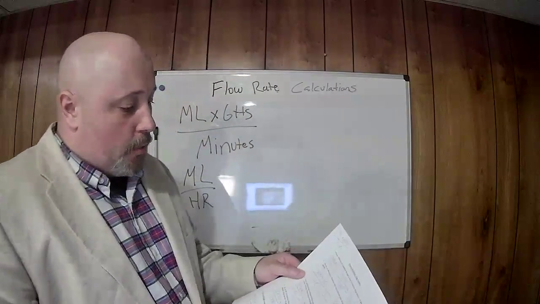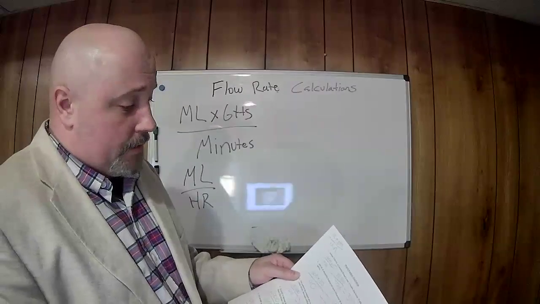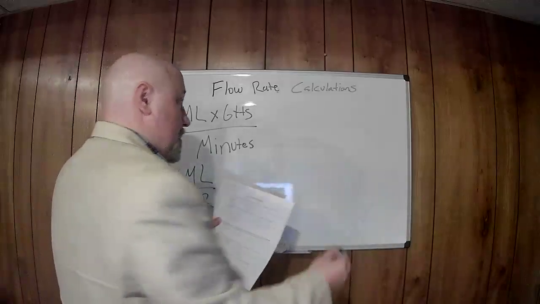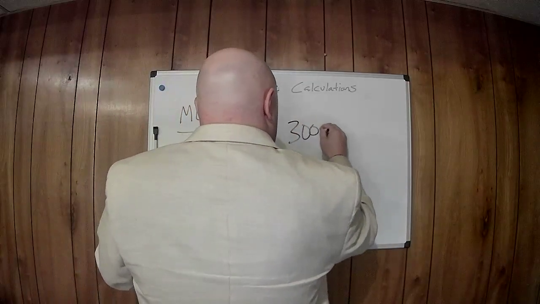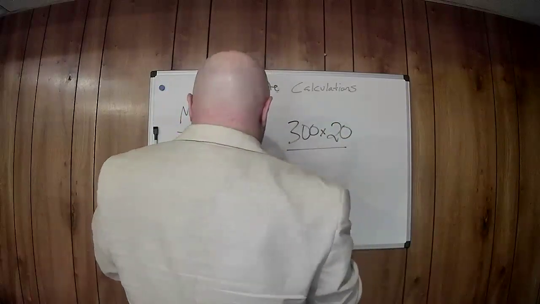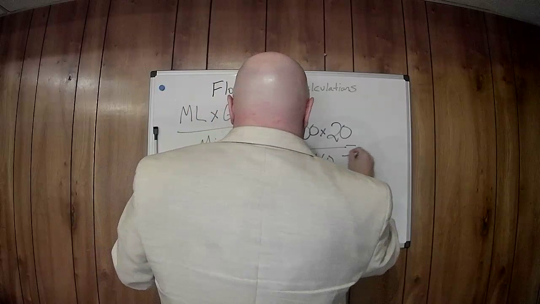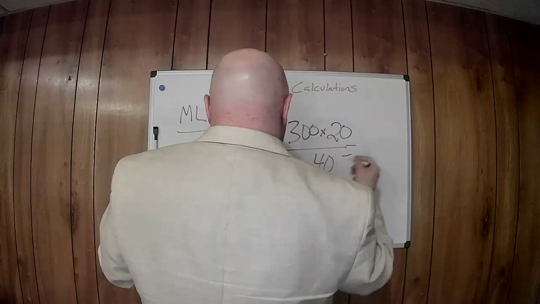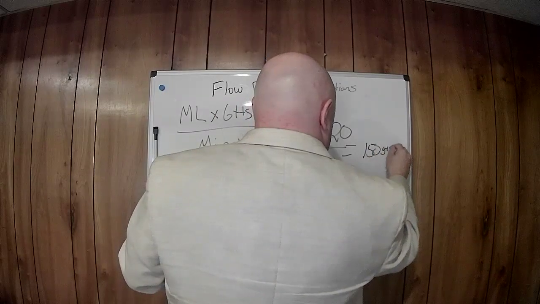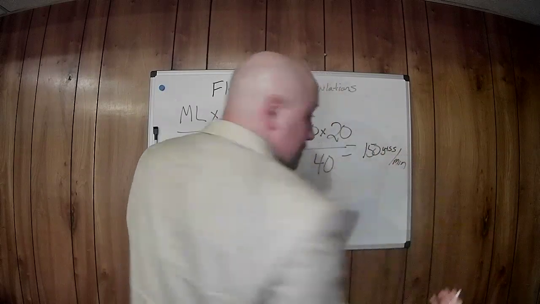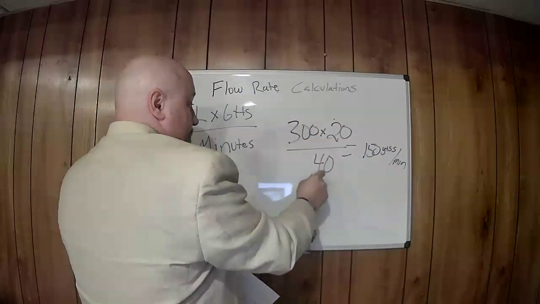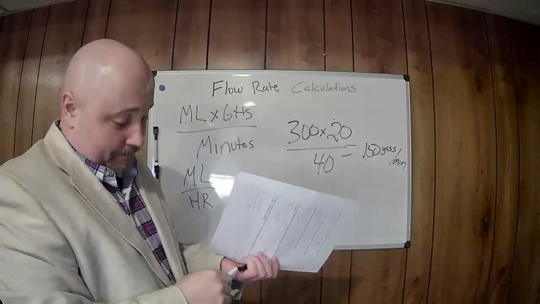For our next one, we're giving 300 milliliters of ampicillin to infuse over 40 minutes with a drop factor of 20. Again, milliliters, 300 times a drop factor of 20 divided by 40 minutes. And that's going to equal 150 drops a minute. Milliliters times the drip factor divided by minutes, and that's all there is to it.